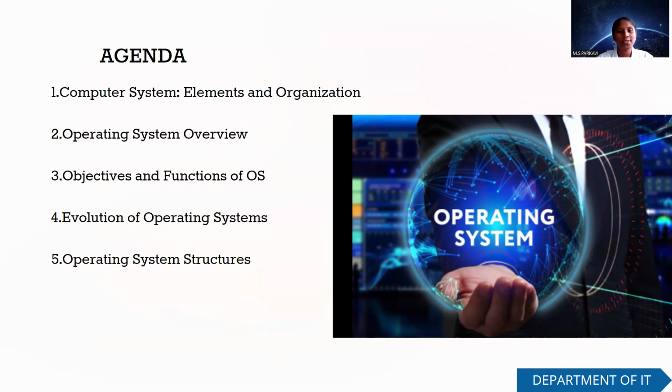First topic is computer system, elements and organization. Second is operating system overview. And third topic is objectives and functions of OS. And fourth is evolution of operating systems. And fifth one is operating system structure.